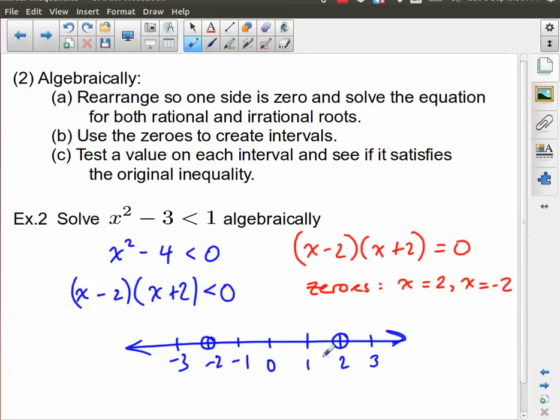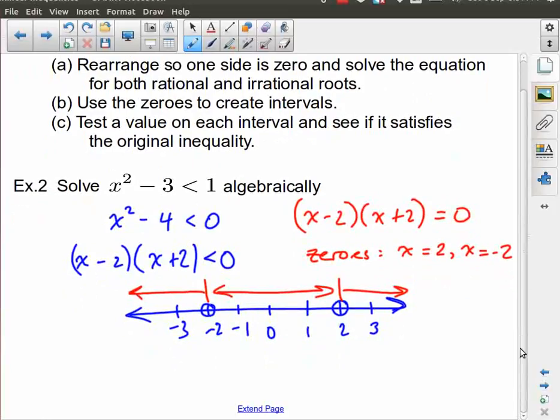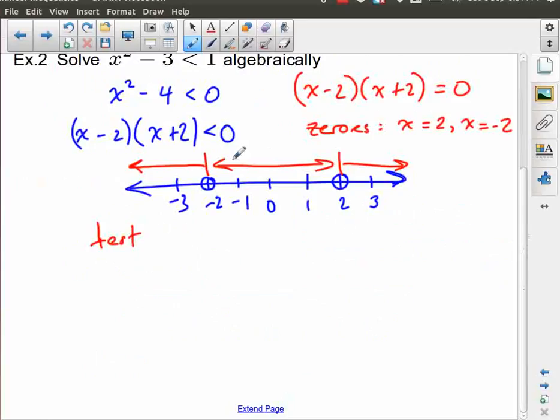So where are the possible intervals that I will check? Well, I'm going to check everything to the left of negative 2. I'm going to check everything to the right of positive 2, and I'm going to check between negative 2 and positive 2. What we want to do is pick a test value that represents each of those intervals. The test value itself doesn't actually matter so long as it is on that interval. The interval itself will be consistent.